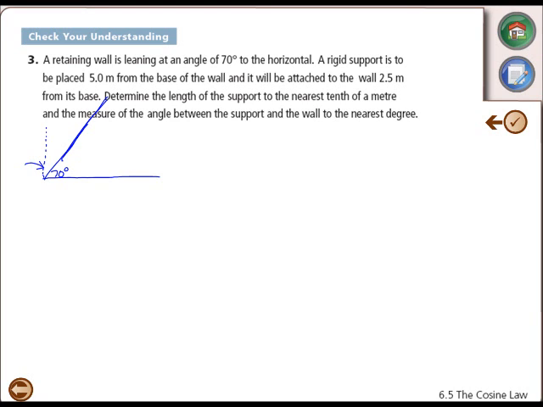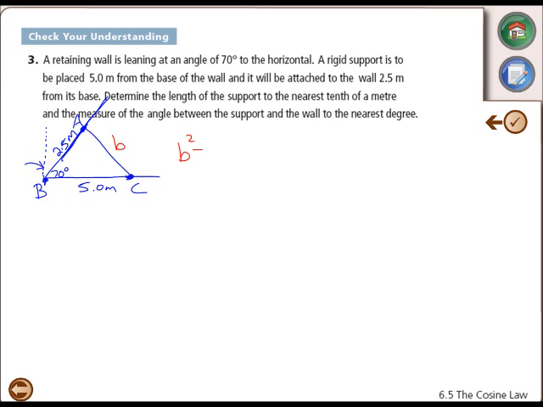A rigid support is to be placed 5 meters from the base of the wall. So 5 meters away, we're going to place a rigid support. And that rigid support is going to be attached to the wall 2.5 meters up. So there we've got our triangle. Let's label it and let's use A, B, and C. If we get to choose, why not use A, B, and C? Doesn't matter where you put them. I'm going to do it this way. And we are wanting to know this value there, the B.